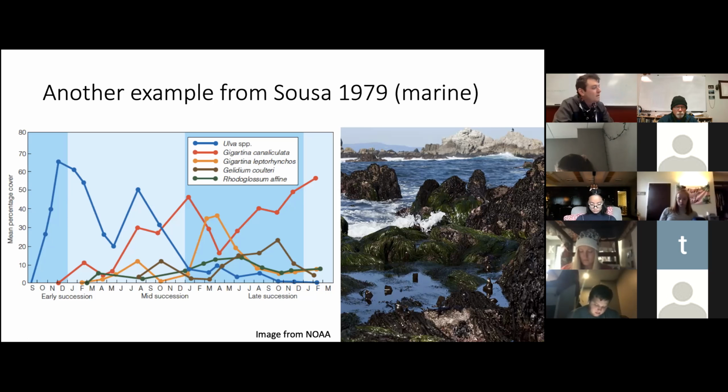And so you can see that certain algal species had high abundance early on, like Ulva, which is a green algae, whereas others like Gigartina canaliculata, which is a red alga, increased its abundance later over the course of the 2 to 3 years that this study was conducted. So succession happens all over, and it's not just plants, but also algae, and we saw birds and insects and things like that in earlier slides.